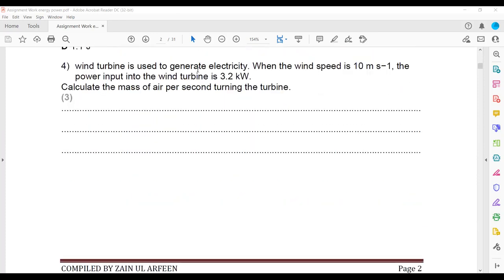Next, a wind turbine is used to generate electricity. When the wind speed is 10 meter per second, the power input into a wind turbine is 3.2 kilowatt. Calculate the mass of air per second which is turning the turbines.